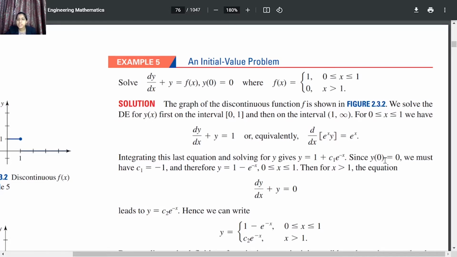Now since y of 0 is 0, what do we get? 0 is equal to 1 plus c1 into e raised to 0, which is 1. So 1 plus c1. From this we get c1 is equal to minus 1. Therefore, the solution in the interval 0 less than or equal to x less than or equal to 1 is y is equal to 1 minus e raised to minus x.